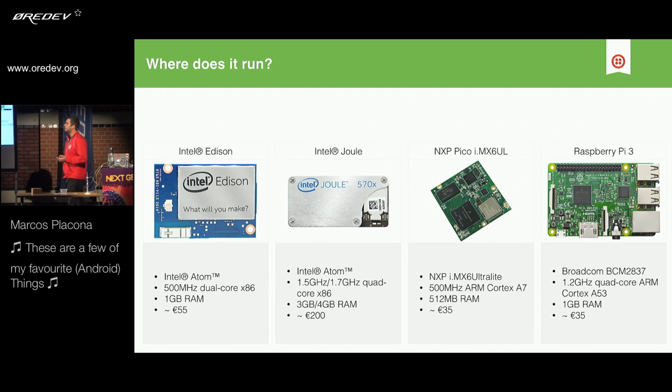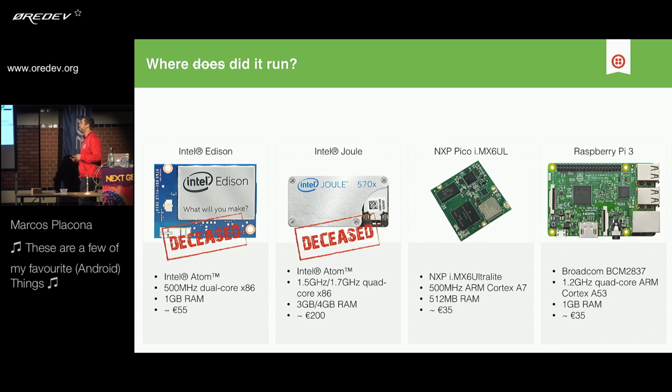If I was giving you this talk maybe 3-4 months ago, I would have shown you these slides. I would say it runs on the Intel Edison, the Xiaomi, the NXP Pico, and the Raspberry Pi 3. Some things have changed since June because basically 2 of these boards have been deceased. I don't know if you follow that, but Intel, which was the company actually working with those boards, decided to kind of go out of the IoT market with these specific boards, okay?